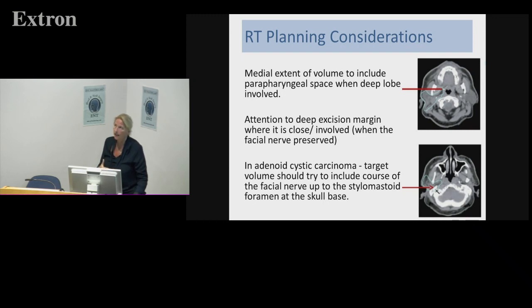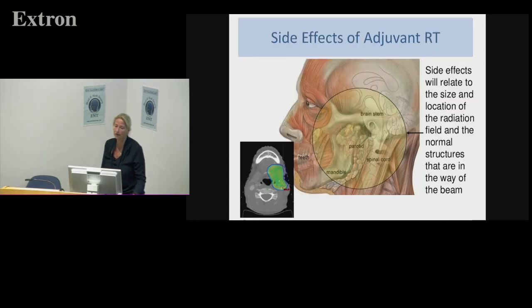And specifically in adenoid cystic carcinomas, we always talk about this. It's something that's more difficult to do, but where possible, we try and include the course of the nerve up to the level of the skull base or even beyond in certain patients, depending upon the primary site, because that is often where, again, margins will be positive and there will be a higher risk of microscopic disease present there. But of course, that does then increase the potential side effects for the patient as well.